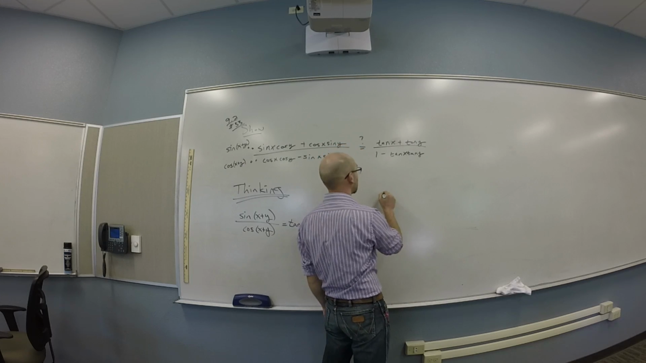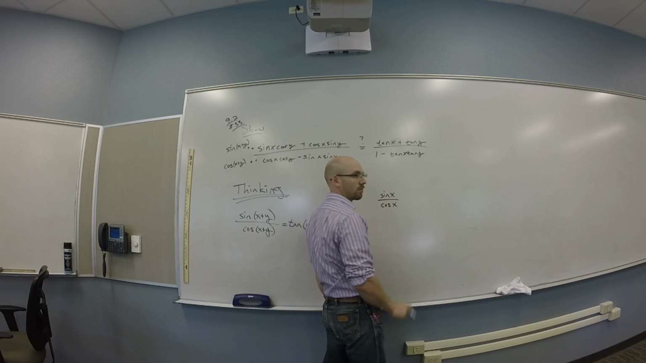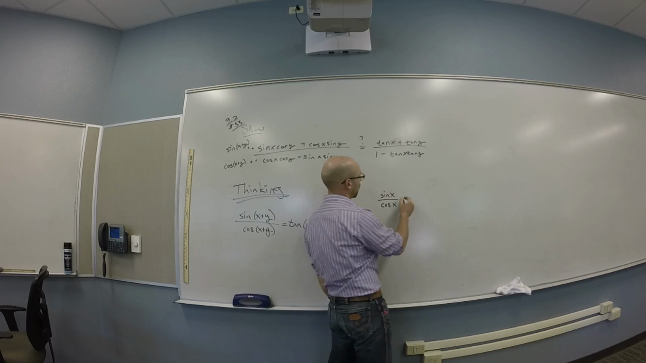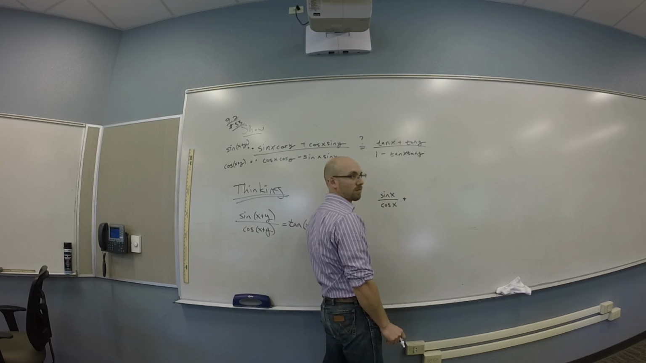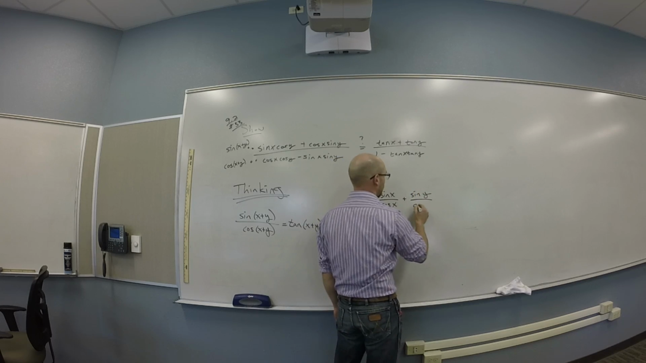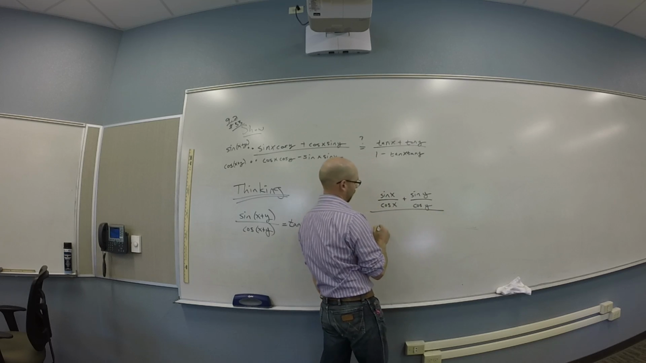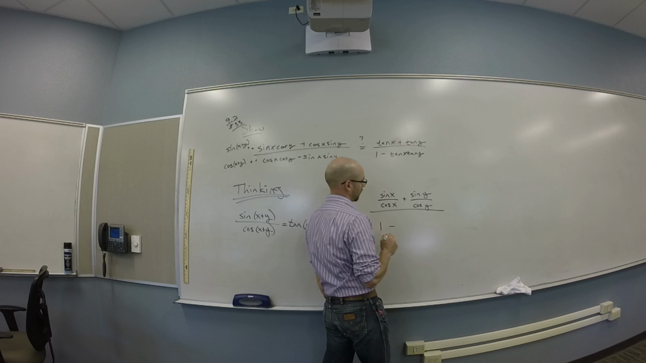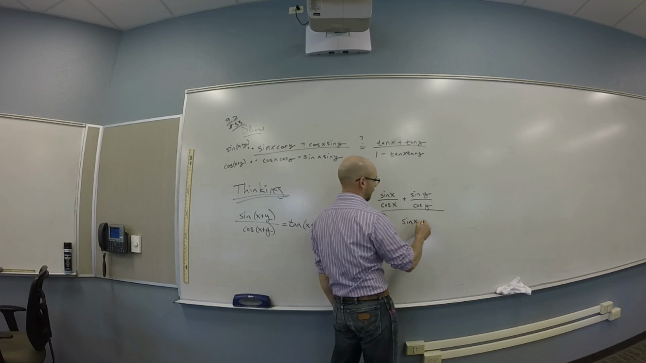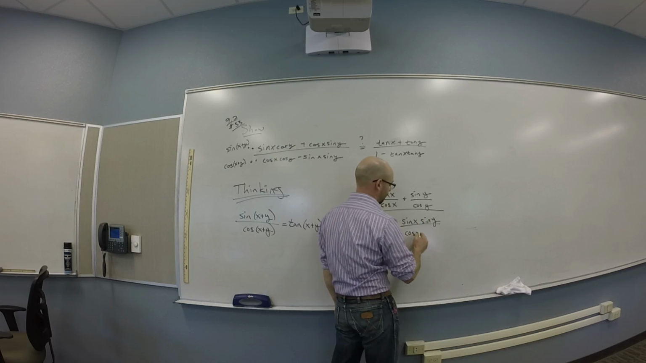So this end has sine of x over cosine of x, right? Plus sine of y over cosine y. All over 1 minus, how about sine x sine y over cosine x cosine y?